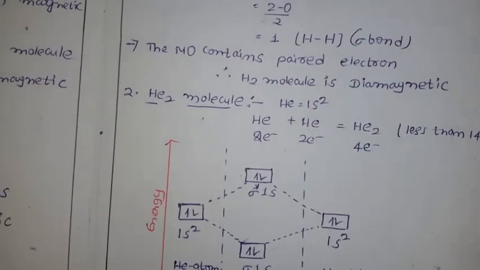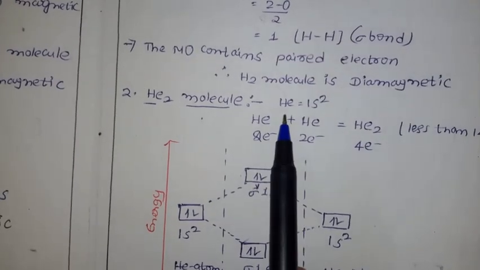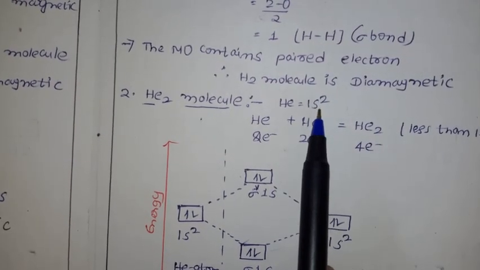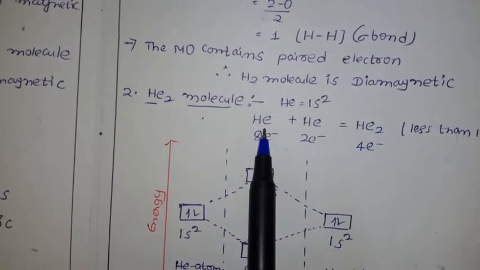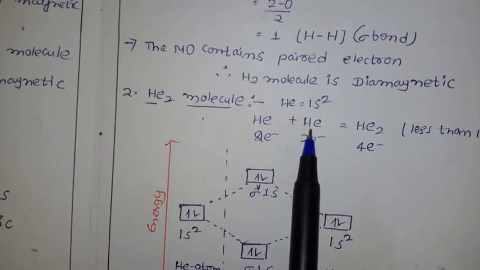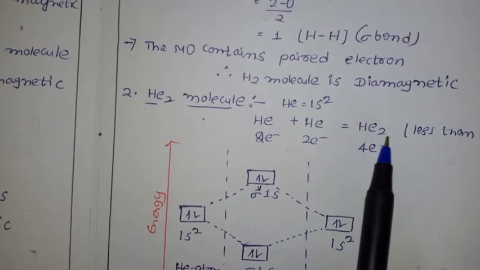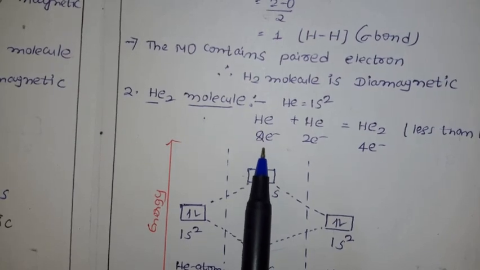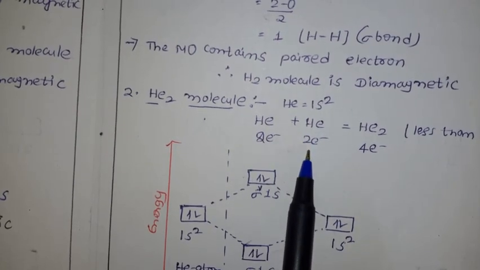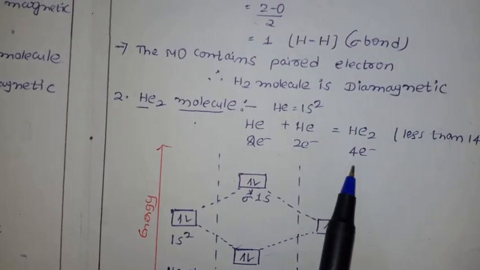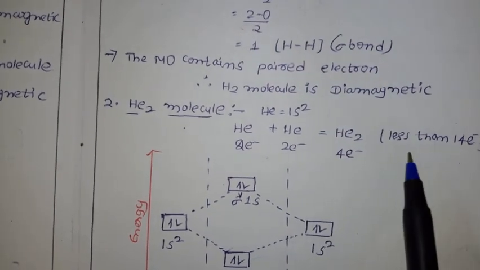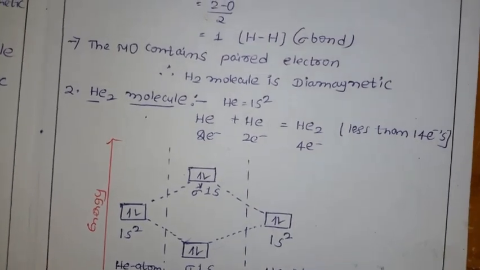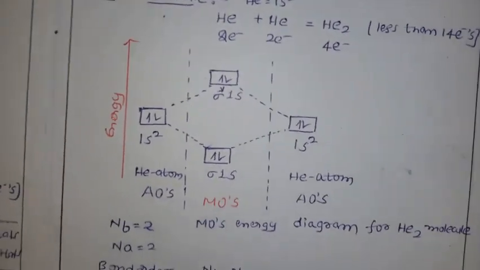Next, come to the He2 molecule example. You know very well, one helium electronic configuration is 1s2. Now He2 means one helium atom and another helium atom give rise to the He2 molecule. So the total number of electrons is 4, because one helium atom contains 2 electrons and the second helium atom contains 2 electrons. Total we have 4 electrons. This is also a case of less than 14 electrons.